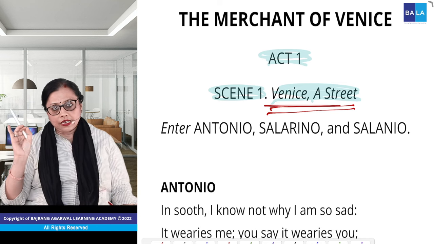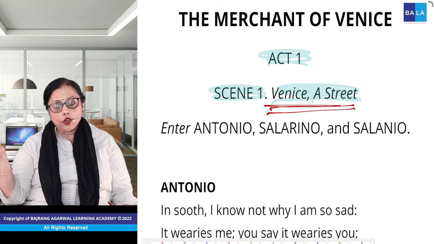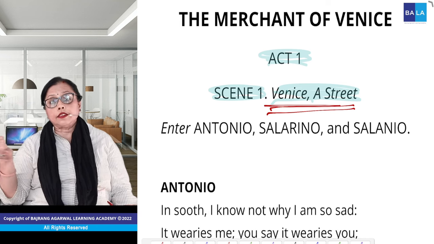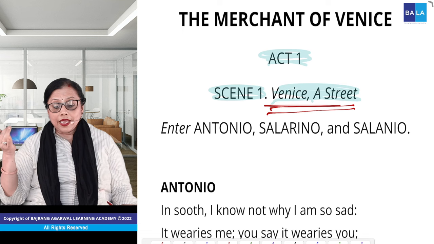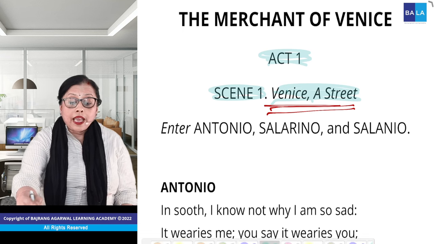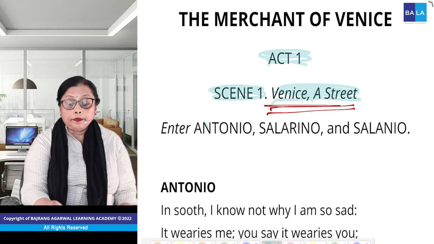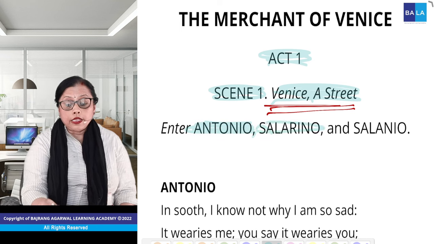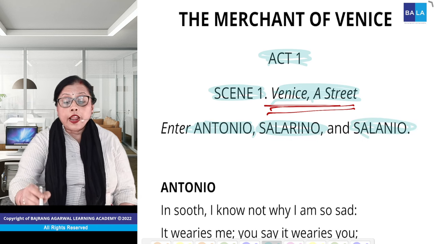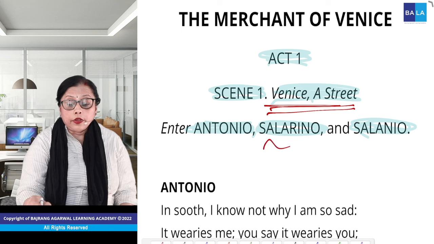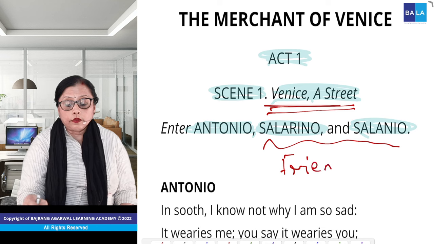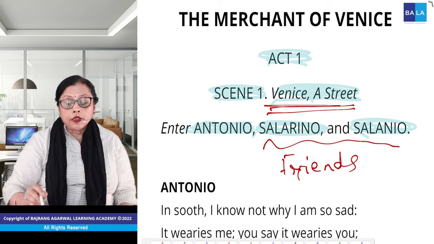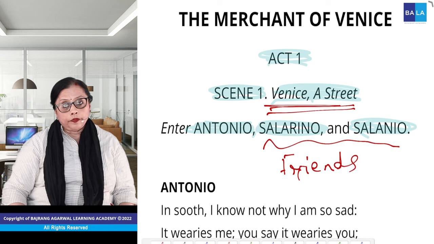So where does the scene take place? You just say Venice, a street, or a street in Venice. You don't have to write the full sentence. Okay, so now we meet the characters in Act 1, Scene 1. First is Antonio. Who is Antonio? The merchant of Venice. And who are these two people, Salerio and Salanio? They are friends of Antonio. Remember that.